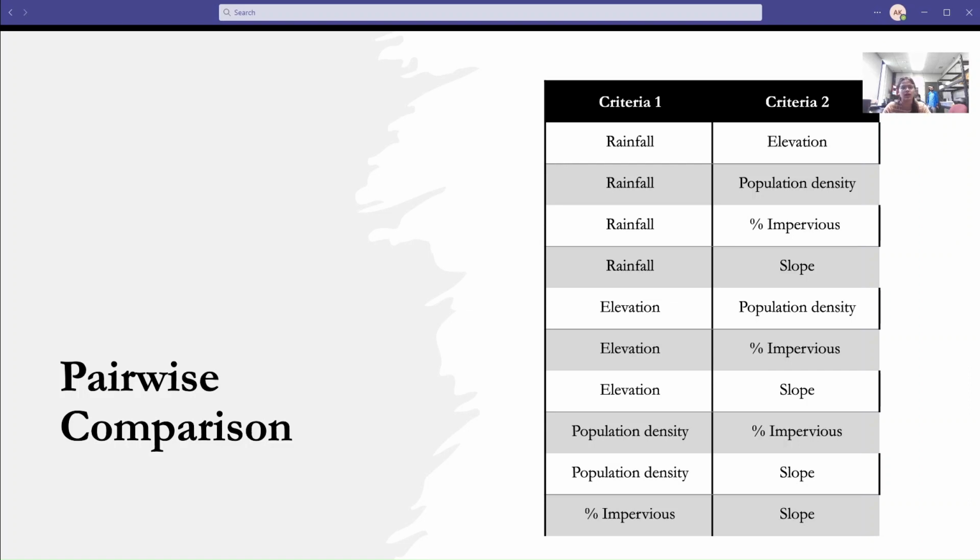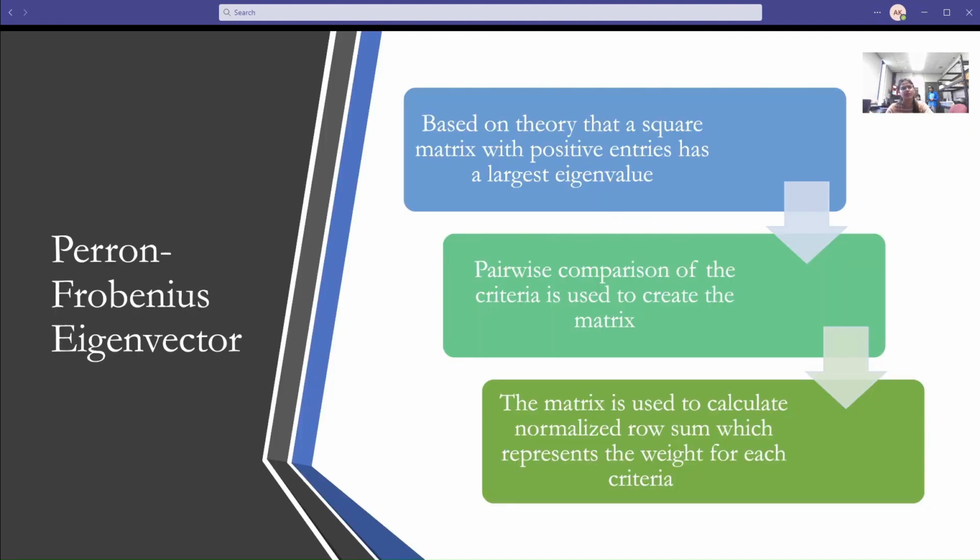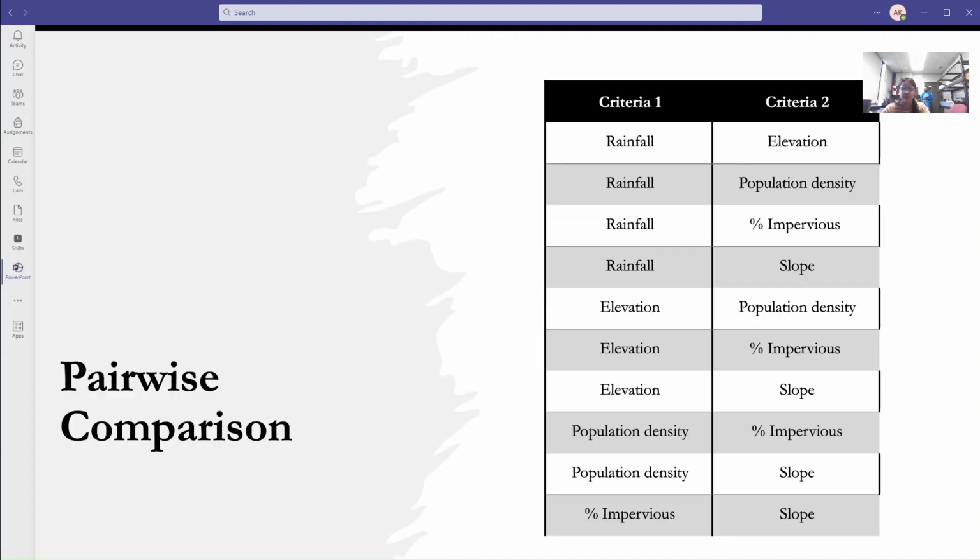We took expert opinion from two of our professors, from which we created a matrix to calculate our Perron-Frobenius eigenvector. Perron-Frobenius is based on a theory that a square matrix with positive entries has a largest eigenvalue. From the matrix we got from pairwise comparison, we created a normalized row sum which represented the weight for each criteria.